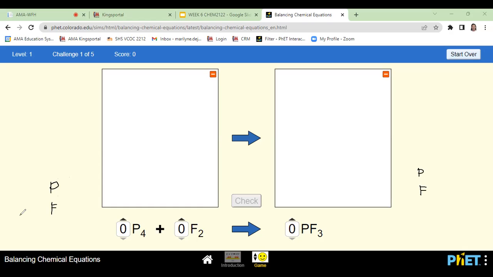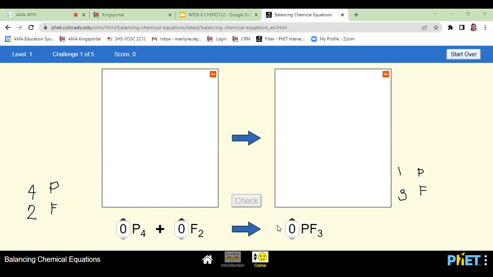equation. So in the left equation, we have P, which is 4, and F, which is 2. Next, in the right side, P is 1, and F is 3. Alright? So, we need to adjust the numbers na nandyan sa unahan para mag-balance yung ating equation.